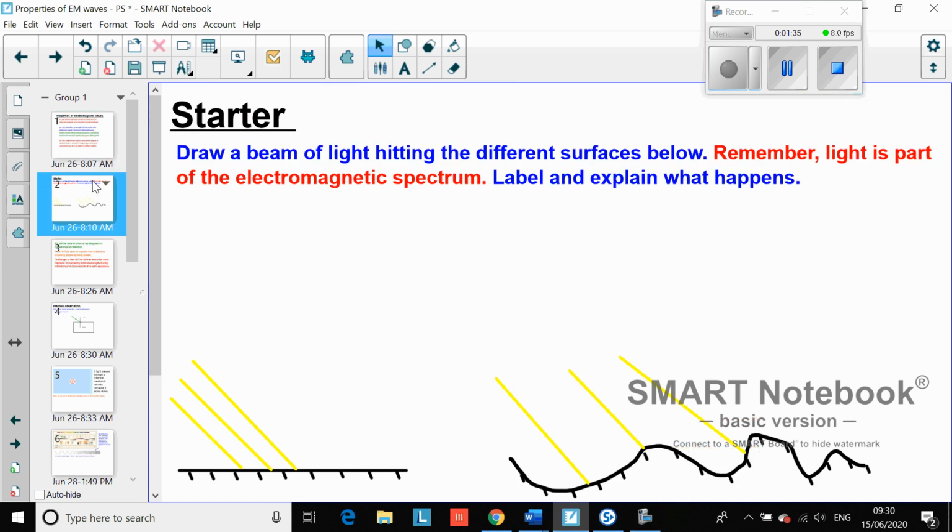So the first thing I'd like to do is pause the video and draw a beam of light hitting the different surfaces below. Now, you should be familiar with this. Remember, light is part of the electromagnetic spectrum, like radio waves, infrared, gamma, X-rays. So in that respect, they all work in much the same way. So label and explain what happens. Pause the video and do that now, please.